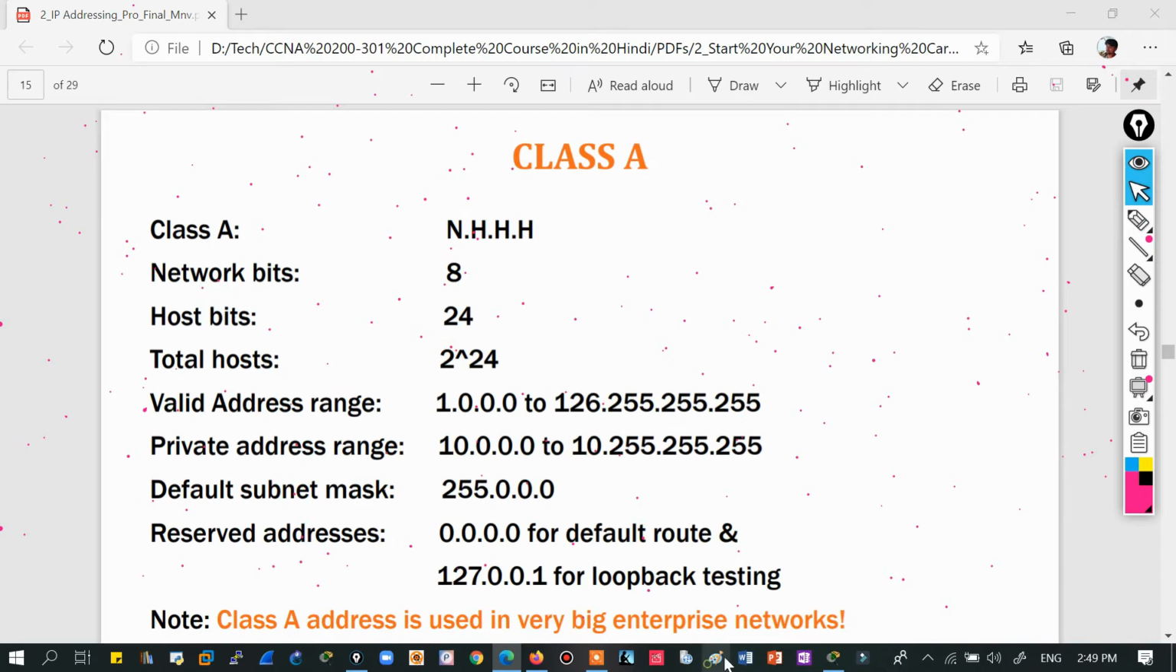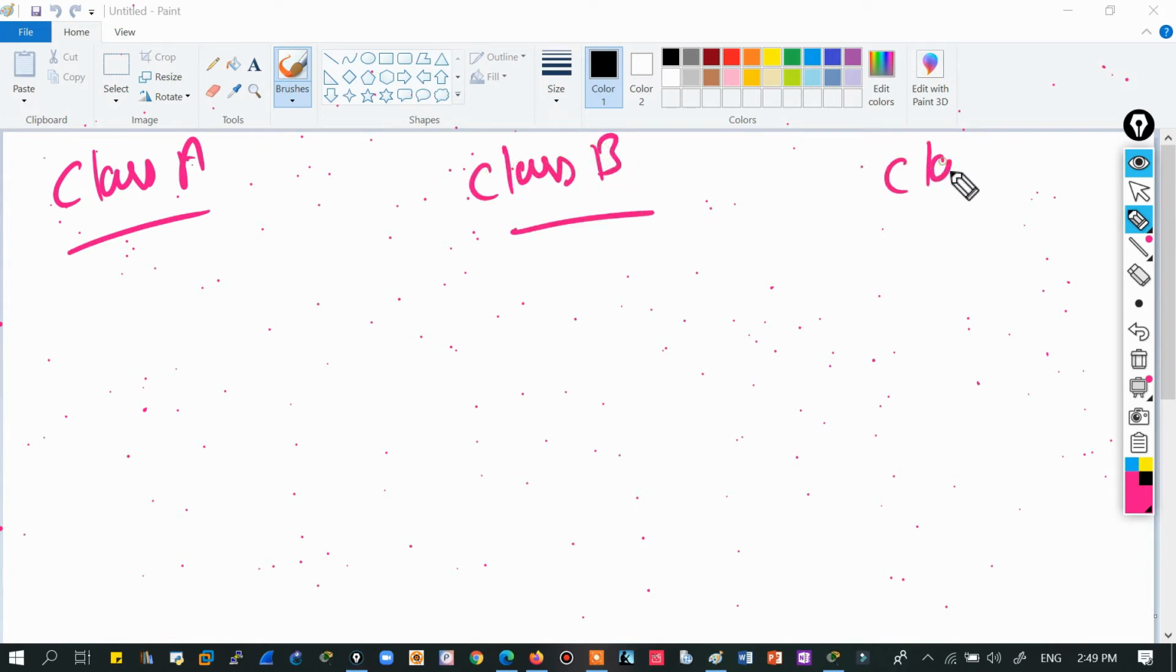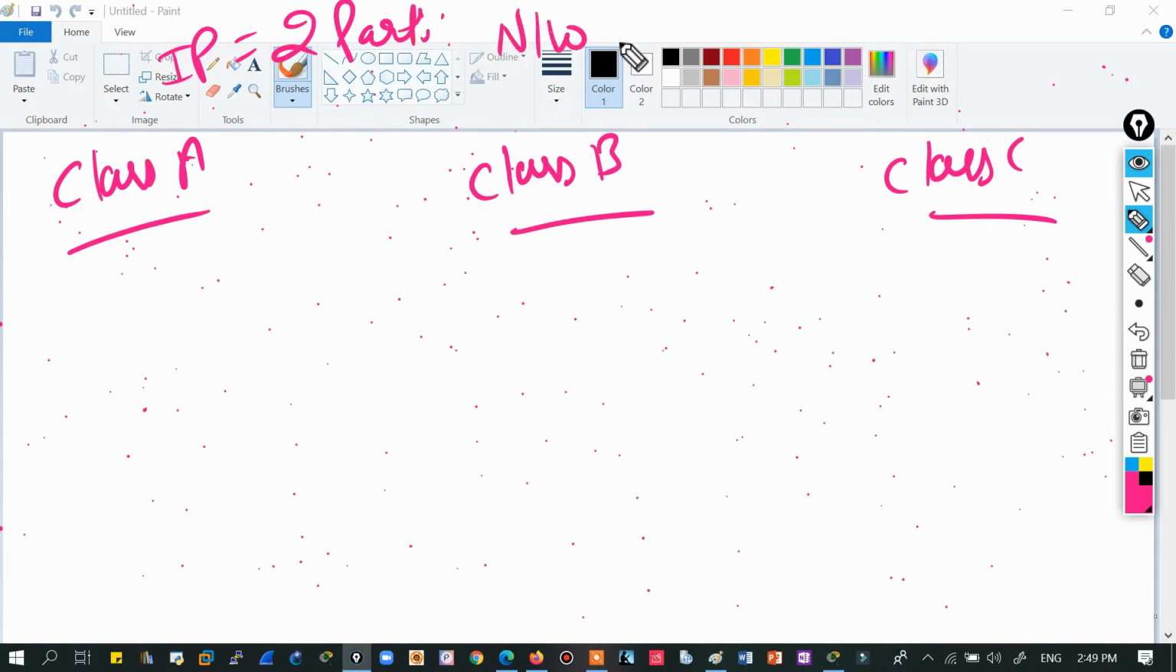I will make a comparison between these three. We have three major classes: class A, class B and class C. I have discussed that each IP address has two parts. Which are those parts? One is the network part and the other is the host part. What do we mean by network part and host part?